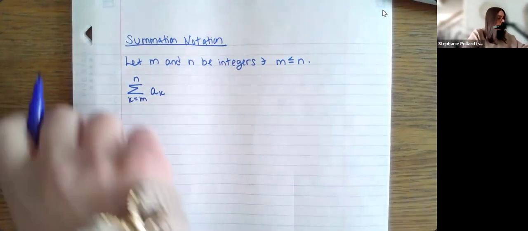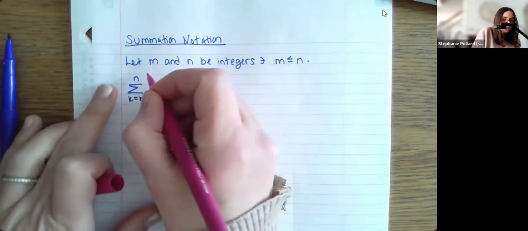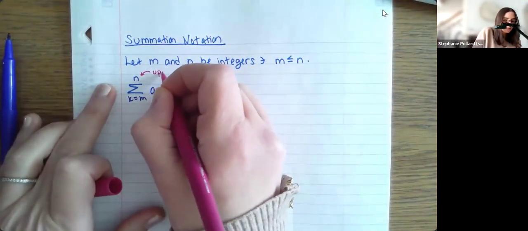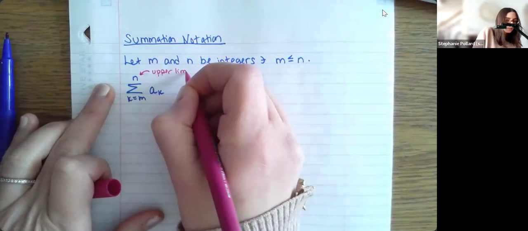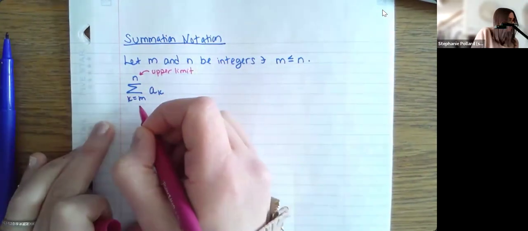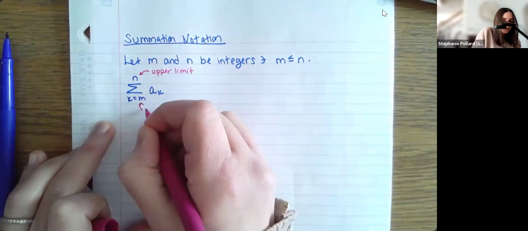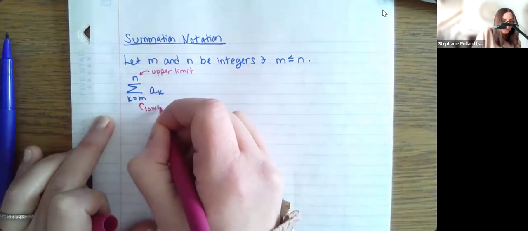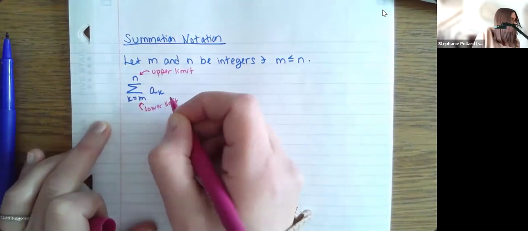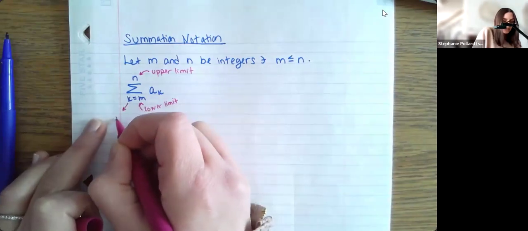So a couple things to note. So this value up top would be your upper limit. This value m would be your lower limit, so your starting point. K we call the index.